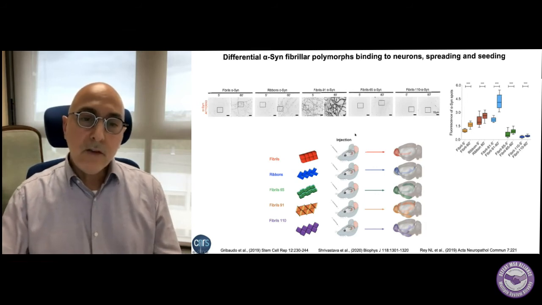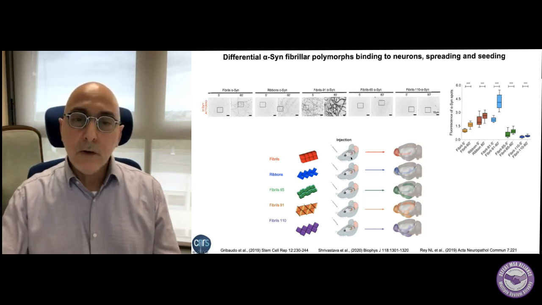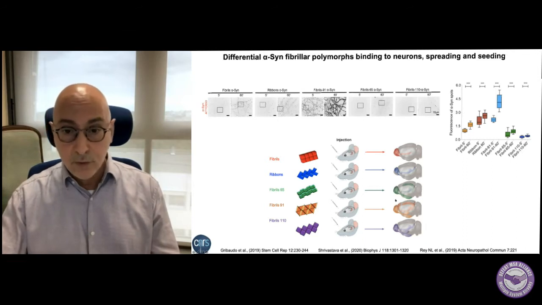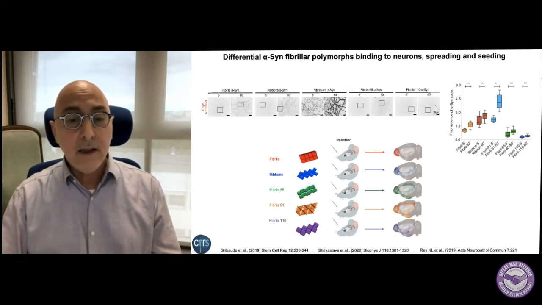We next injected these fibrils into the olfactory bulb of mice with Patrick Brundin. And we observed differential propagation within the brain and different level of pathology in the same model animal. So some fibrils spread very little, others spread much more. And not only they spread, they induce more or less pathology.